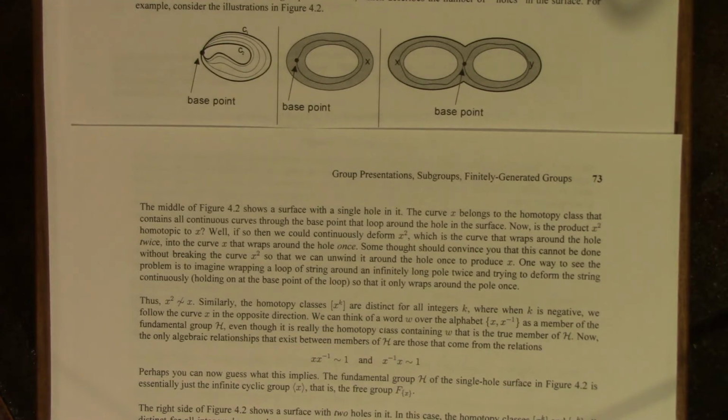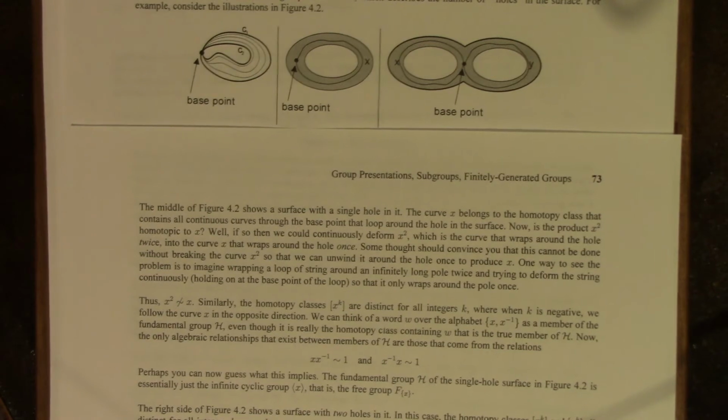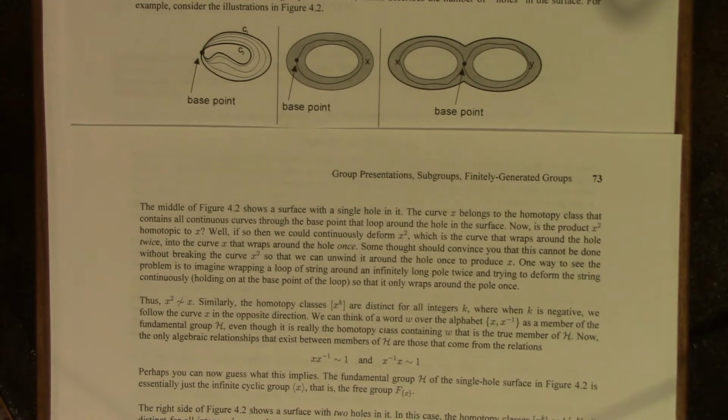So the shaded portion is the surface. It's a donut. It's more or less a torus, or it could be a flat surface, could be three-dimensional. It doesn't matter. Call it a donut or an annulus. The curve X in the figure belongs to the homotopy class that contains all continuous curves through the base point that loop around the hole. You can continuously deform X, but you're just going to get another loop fixed at the base point, looping around the hole.